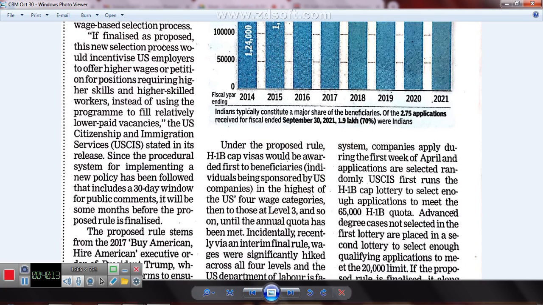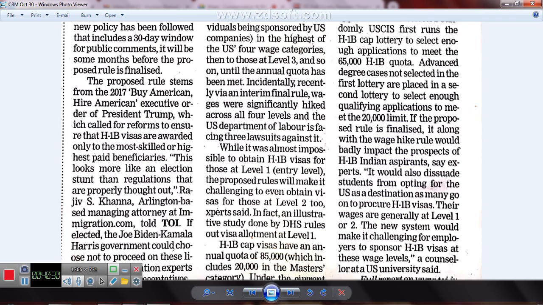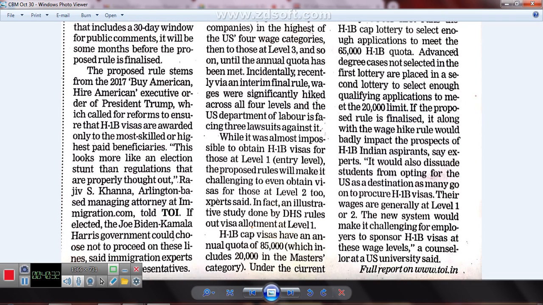The US Citizenship and Immigration Services stated in its release that since the procedural system for implementing a new policy has been followed, which includes a 30-day window for public comments, it will be some months before the proposed rule is finalized. The proposed rule stems from the 2017 Buy American, Hire American. Okay. Yeah, like our Make in India. You can see now where it comes from.